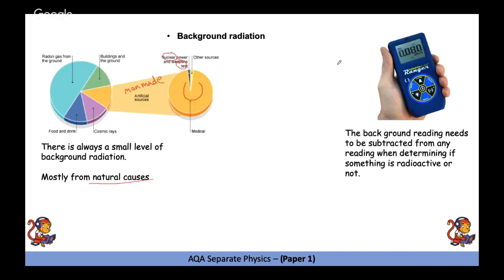Now, if you want to find out if this box here is radioactive, we can't just point a detector at it, because the detector will always have background radiation on it. So the background reading needs to be subtracted from any reading when determining if something is radioactive or not. Okay, so first point it over there, find your background reading, then point it at the box. Has it gone up?